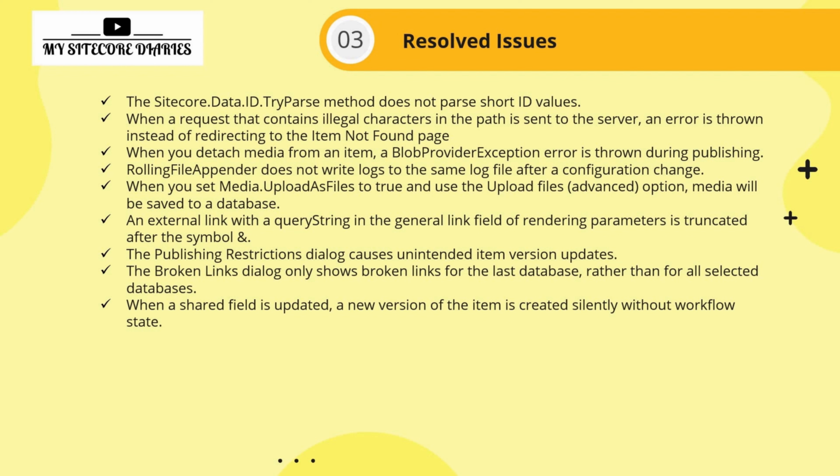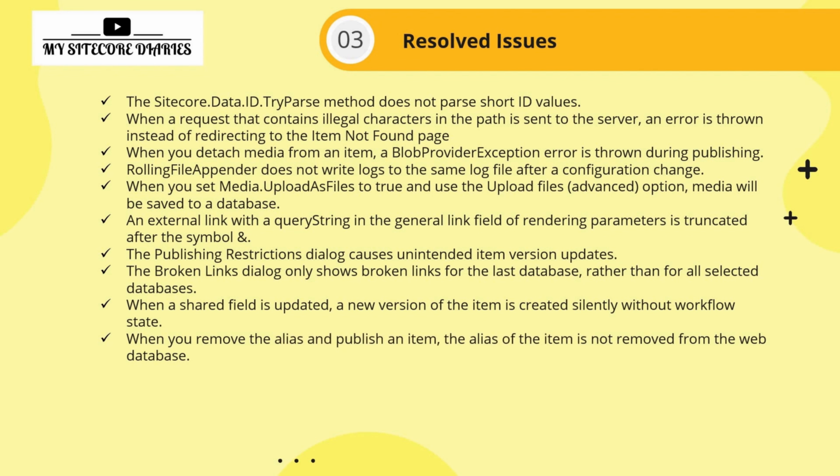So workflow was not getting applied. This is the major issue, so they have fixed that. When you remove the alias and publish an item, the alias of the item is not removed from the web database. Again, this is also a major issue. When you have an alias and you remove it and publish the item, the alias is removed from your master database but not from the web database. So that is the fix.